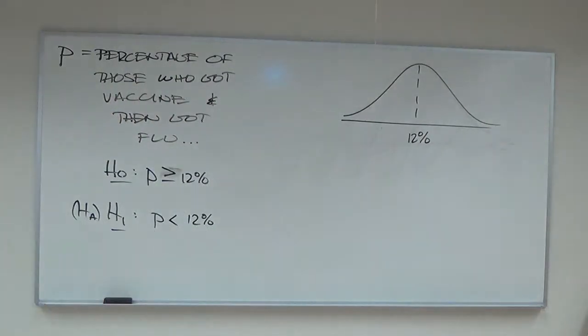So a type 2 error, a false negative, means you say the vaccine is not lowering flu rates, when, in fact, it is lowering flu rates.